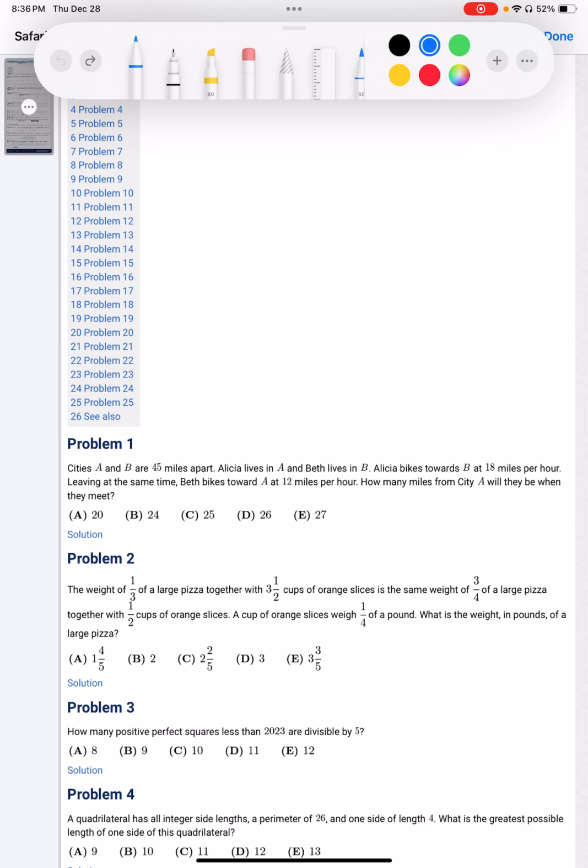So A and B are 45 miles apart, so AB is 45. So 18. Okay, this is easy. P, 12, and they meet. So this one they equal 45. Say 2x. X equals 3 halves. 3 halves times 18 equals 27. The answer is going to be E, fourth.